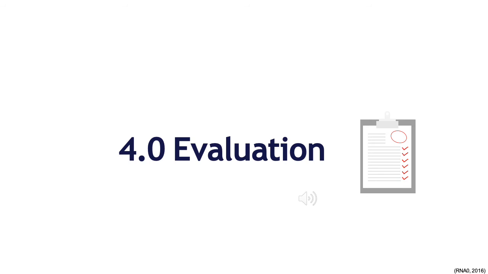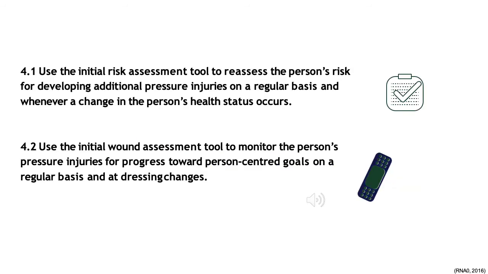Objective 4 looks at evaluation. 4.1. Use the initial risk assessment tool to reassess the person's risk for developing additional pressure injuries on a regular basis and whenever a change in the person's health status occurs. 4.2. Use the initial wound assessment tool to monitor the person's pressure injuries for progress toward person-centered goals on a regular basis and address changes.